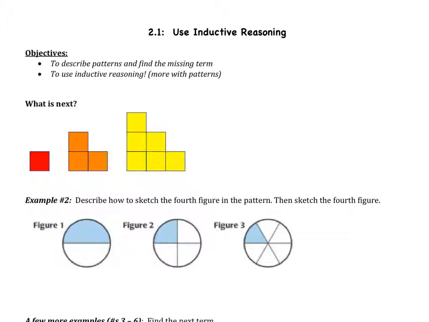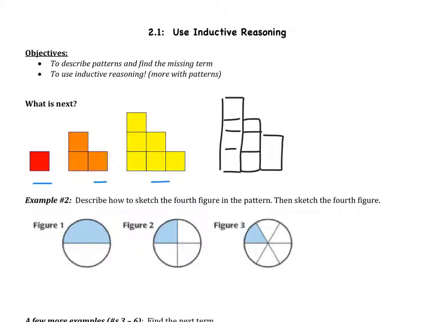So to start, I have a picture here of a red square, 3 orange, and 6 yellow. And so the concept is to figure out what is next. Well, what comes next is we should have a block of 4 squares, and then 3 squares, and then 2 squares, and then 1 square. So things that we can add onto this as well.